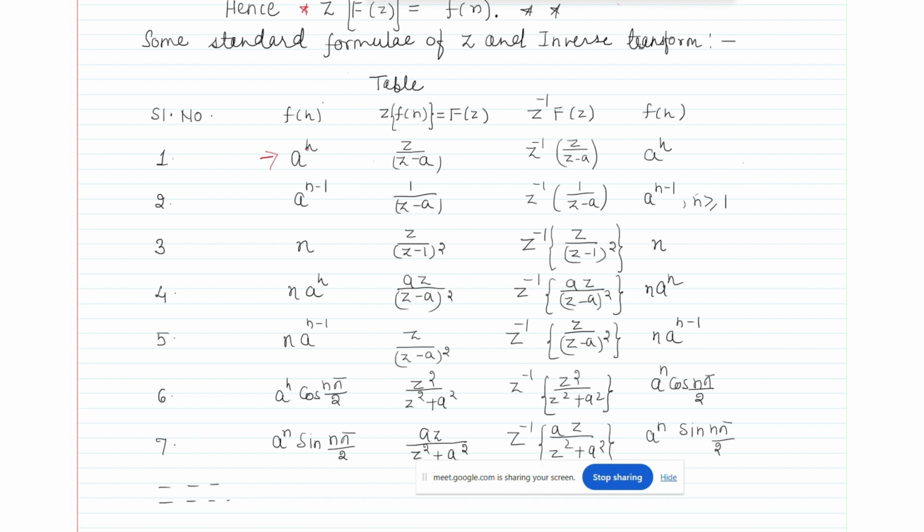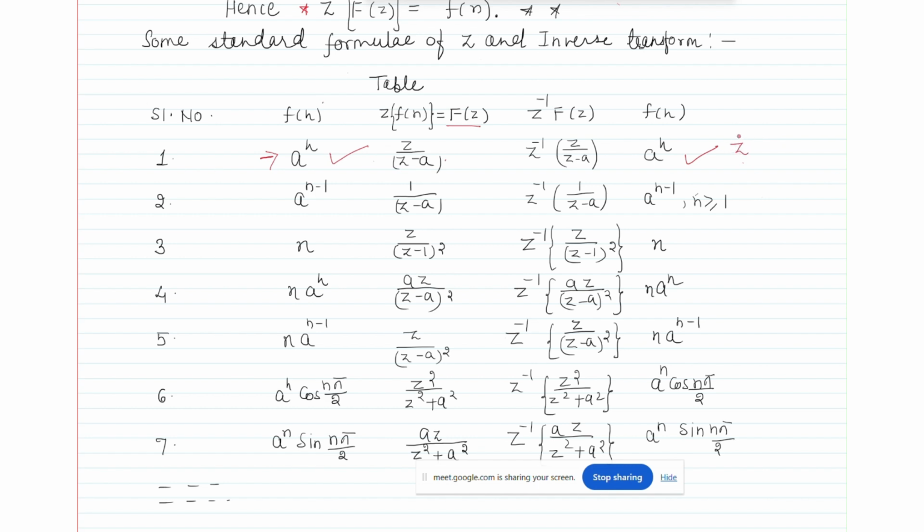The first formula: if f of n is a to the power n, the Z transform is Z upon Z minus a. If you want to find the inverse of it, we just put Z inverse here and get the same thing. a to the power n was the function f of n and its Z transform F of z is this. Taking the inverse, you get the same function f of n, a to the power n. So the first result we are learning here is Z inverse of Z upon Z minus a is a to the power n.